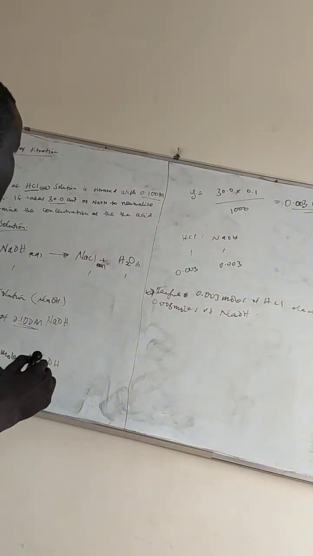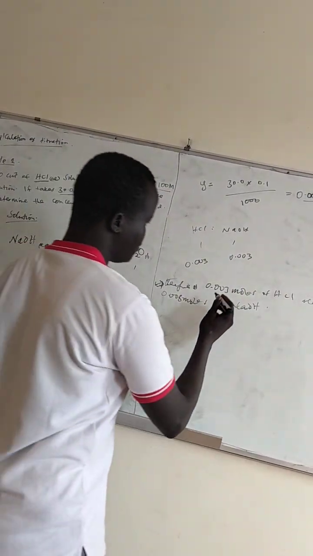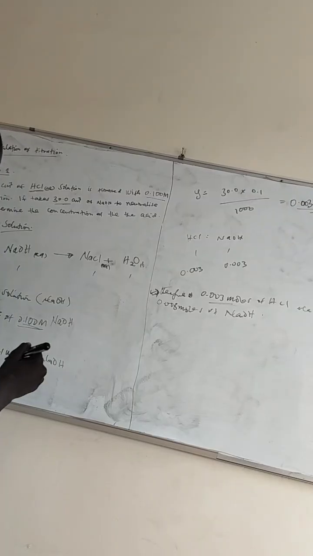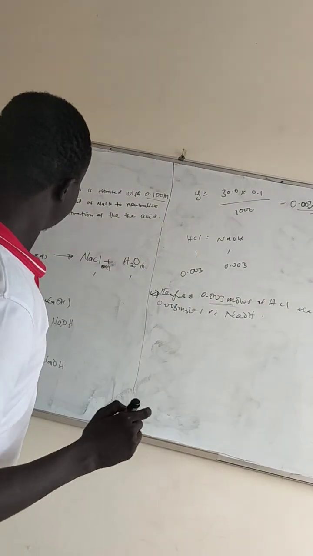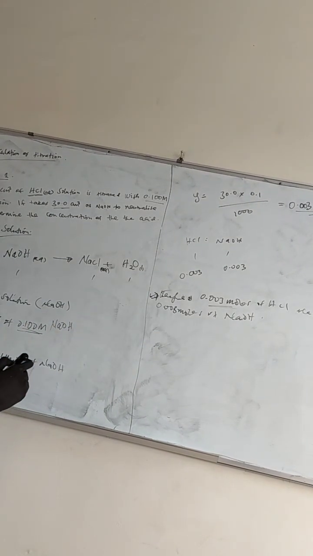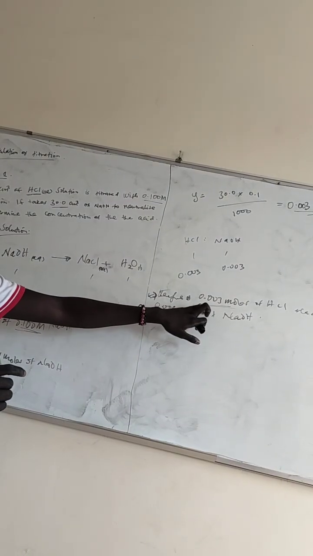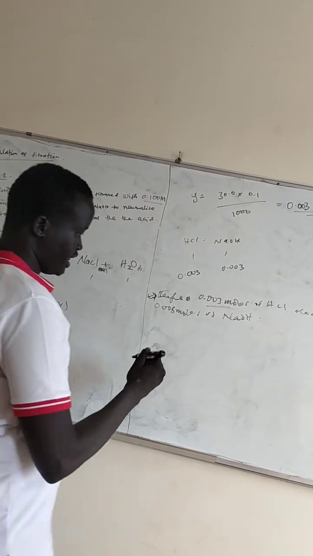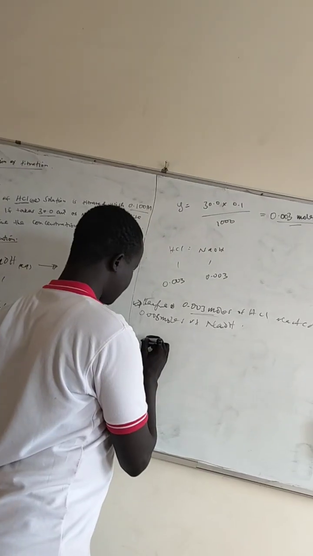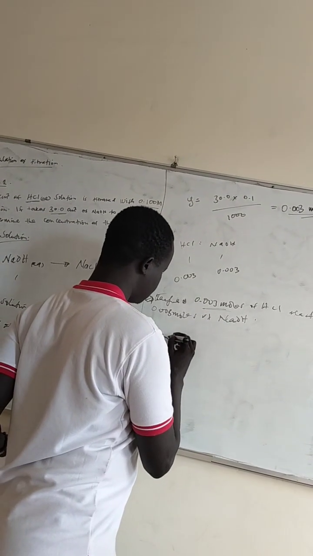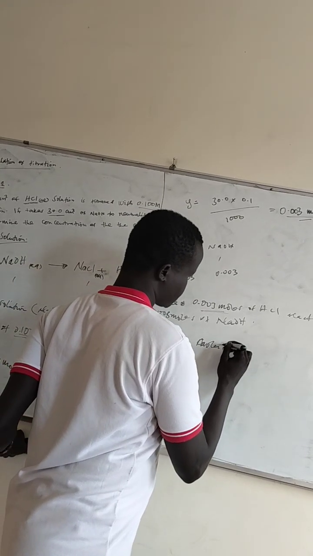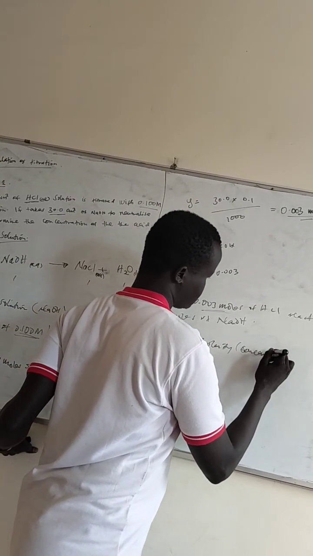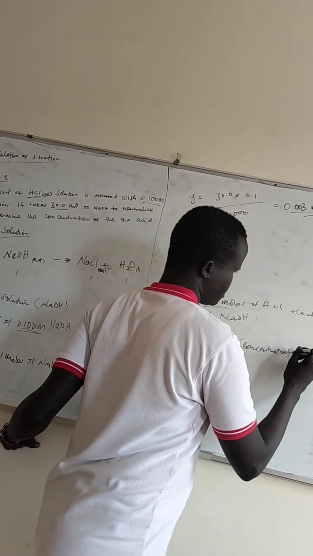After having known the number of moles of the acid that reacted, and we are given the volume here, 25, we believe that this 0.003 moles is the amount contained in this 25 centimeter cube volume. So, another step is determining the concentration, that is the molarity, of HCl.